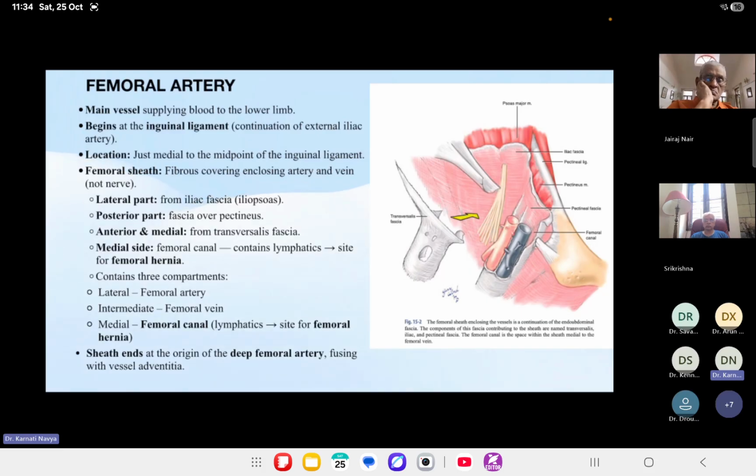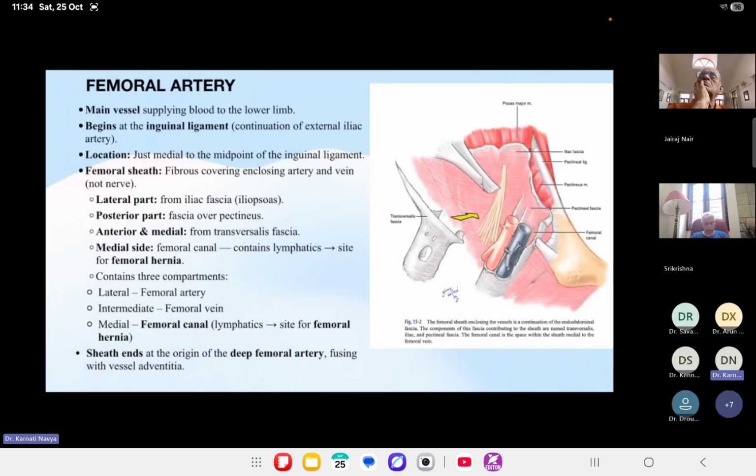The femoral artery is the main vessel supplying the blood to the lower limb. It begins at the inguinal ligament, which is a continuation of the external iliac artery. Its location is just medial to the midpoint of the inguinal ligament, and it lies in the femoral sheath. The femoral sheath is a fibrous covering which is enclosing the artery and vein and not the nerve.